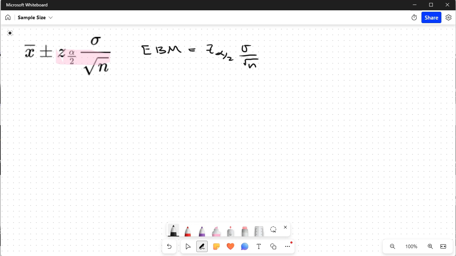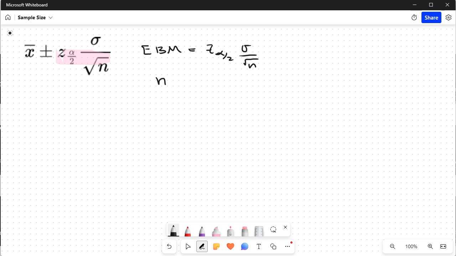Now, what if we did not know the sample size, but we knew what the margin of error would be? In that case, if we square both sides, we can get rid of this radical sign. Using some algebra, we multiply by root n on both sides, and then square it and divide by the margin of error.